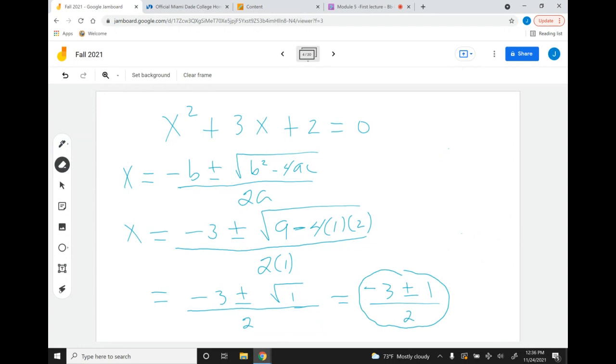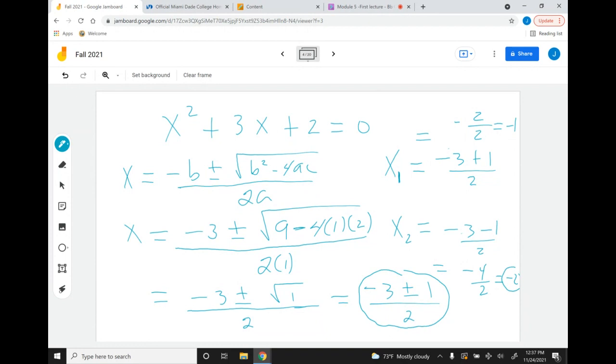Okay, so now my first answer would be, notice how I label my first answer, x of 1. And then my second answer will be labeled x of 2. So here it is, minus 3. Now pick one of them. Notice that it says plus or minus 1. I'm going to pick plus 1 divided by 2. The other one would be negative 3 minus 1 over 2. And then, of course, negative 3 plus 1 is negative 2. Negative 2 over 2, which is negative 1. And then at the bottom, negative 3 minus 1 is negative 4, divided by 2 is negative 2.